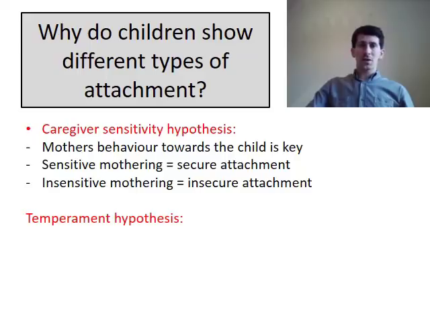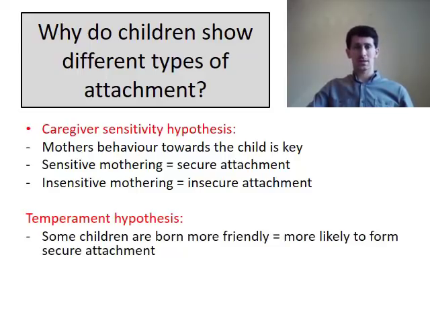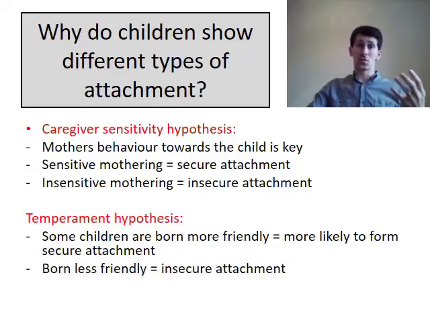And the other theory is one that we've already looked at a little bit previously, the temperament hypothesis, that some children are just born more friendly, and those children that are born more friendly will be more likely to form secure attachments, whereas those children born less friendly are more likely to develop insecure attachments.